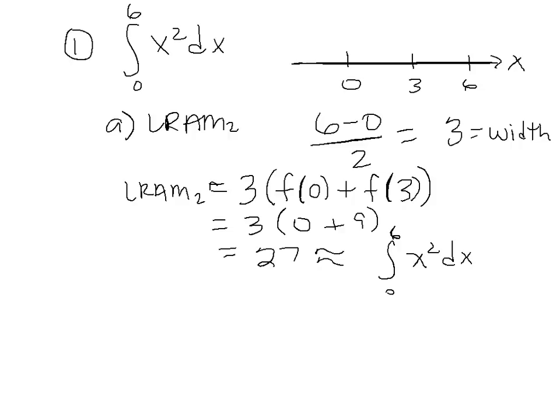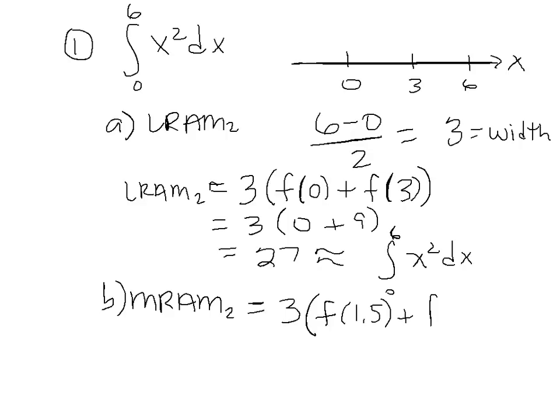Okay, so that's LRAM. And then if you wanted to use MRAM, using the same width of 3, you're going to have 3 times f. Now, the midpoint of the first subinterval is going to be 1.5. And the midpoint of the next interval is going to be 4.5.